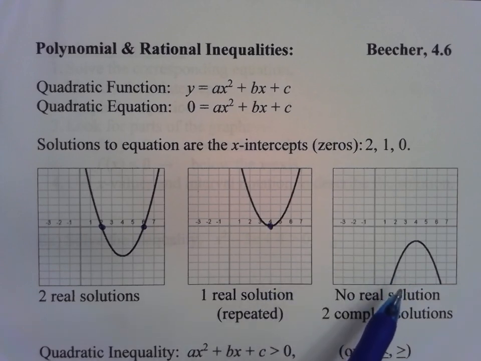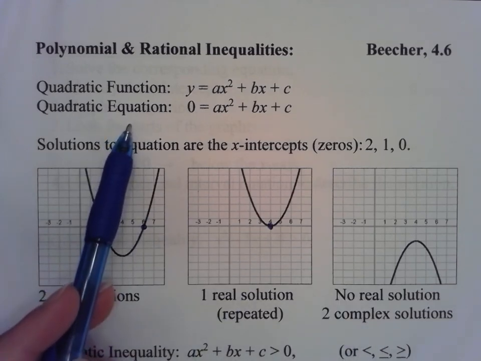Or maybe it doesn't touch the x-axis at all. We had this on a worksheet a couple of weeks ago, right? And in that case, we would have two complex number solutions. It doesn't touch the x-axis, so it doesn't have any real solutions. Okay, so that's the equation, right? When we have an equals.